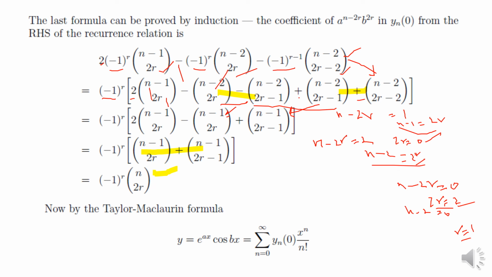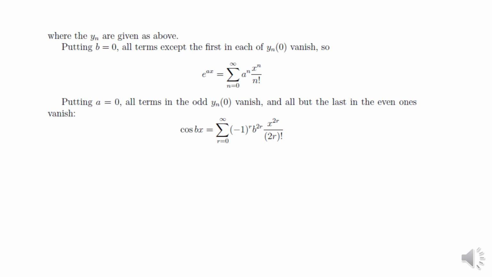Now by the Taylor-Maclaurin formula, we know this is standard, sigma n is equal to 0 to infinity yn 0. Now we put b is equal to 0, we get the expression for e to the power ax, y is equal to e to the power ax. Just write a few terms and you will see that e to the power ax is equal to this much. And when we put a is equal to 0, please write a few terms for e to the power ax cos bx, and then you will see that this expression has come for cos bx.